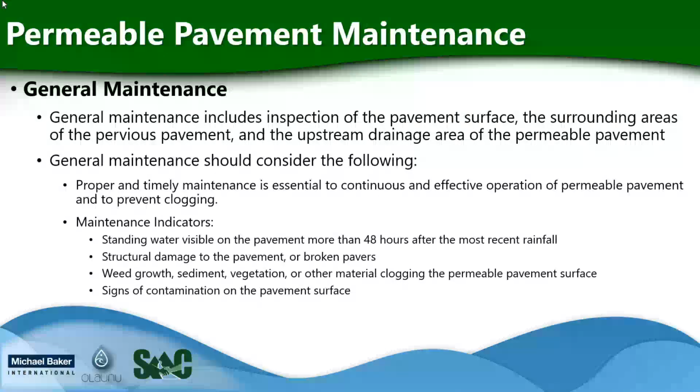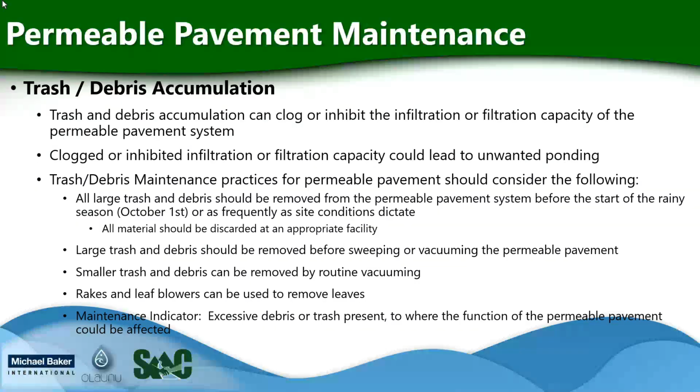Maintenance practices include, prior to the wet season, all large trash and debris should be removed from the permeable pavement system, and materials should be discarded in an appropriate facility. Large trash and debris should be removed before sweeping or vacuuming. Smaller trash and debris can be removed by routine vacuuming. Rakes and leaf blowers can be used to remove leaves. Your maintenance indicator is excess debris or trash present to where the function of the permeable pavement could be affected.